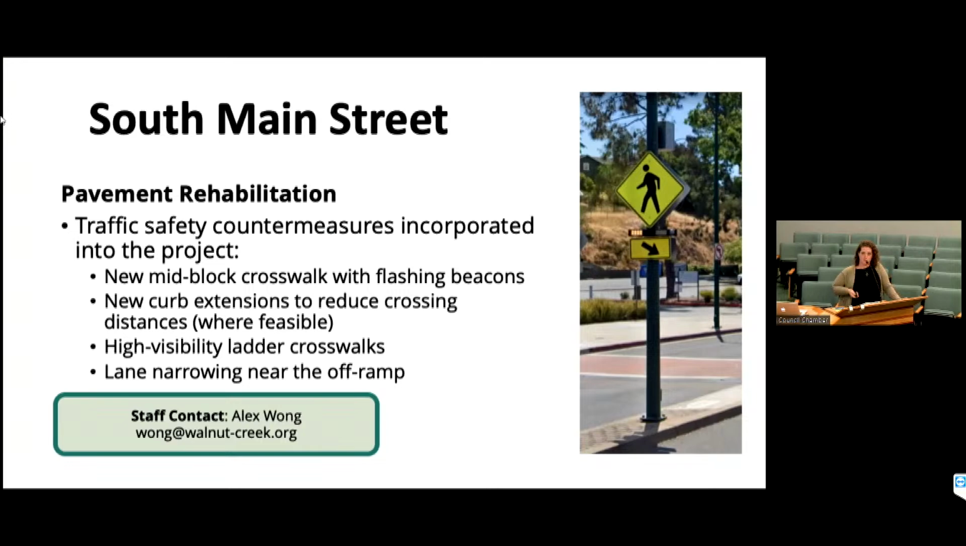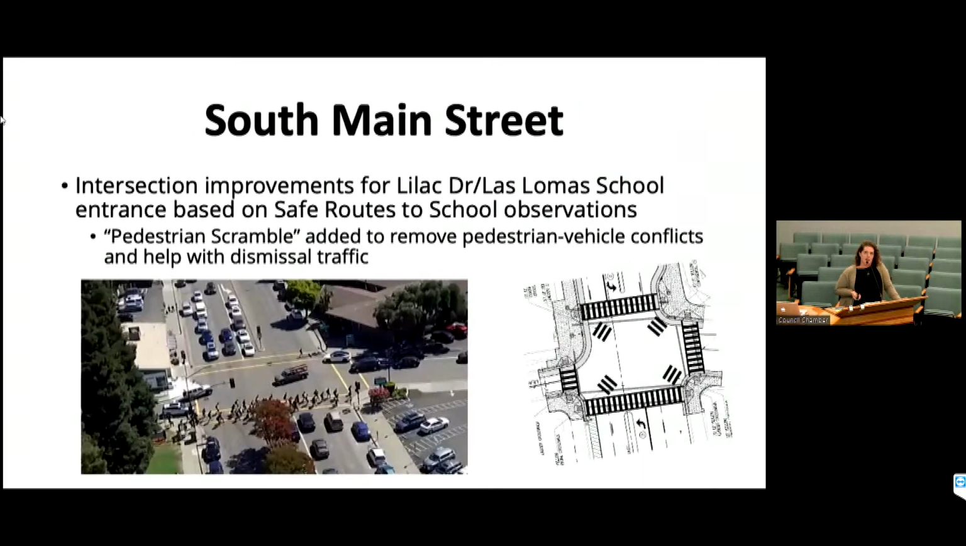We're adding that to the project. And then we also are doing improvements at the actual high school intersection. The recommendations as part of this project actually came about from our Safe Routes to School study and our observations. On the left there, you can see the mass exits of kids crossing and really just the inability for vehicles to even leave the school.